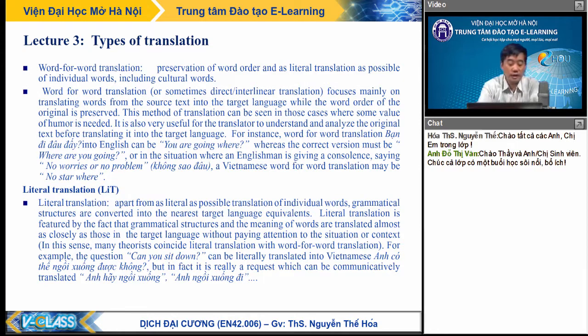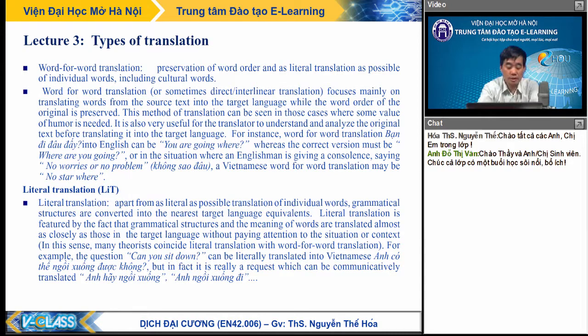Now, the first type of translation is word-for-word translation. In this case, the translator has to rely on the meaning of words and also some connected words in a phrase. Mostly he or she relies on the meaning of the word based on the dictionary meaning. Word-for-word translation focuses mainly on translating words from the source text into the target language.